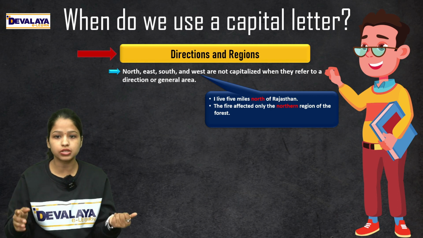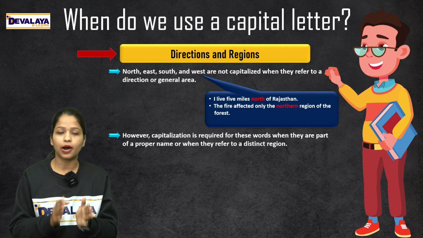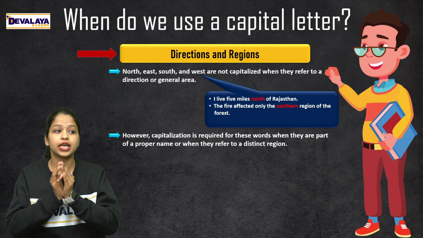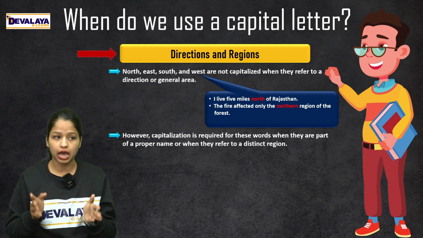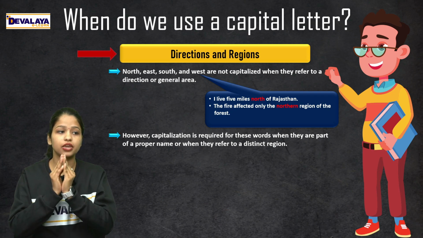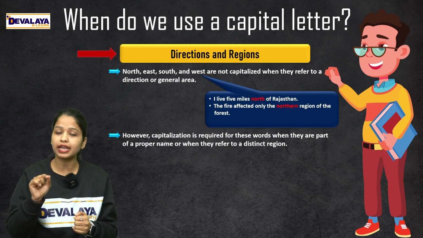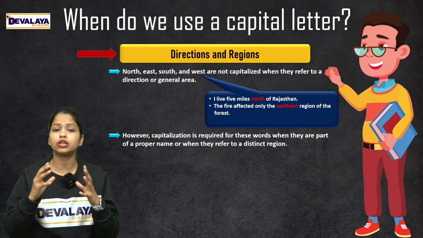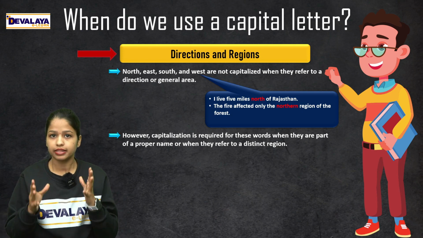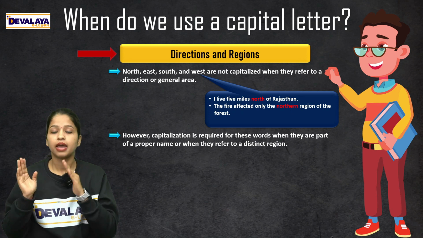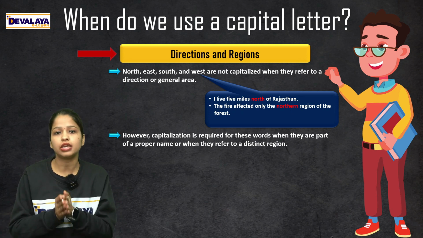But where to use it? Let's understand this as well. However, capitalization is required for these words when they are part of a proper noun or when they refer to a distinct region. That means if you are using that as a proper noun, a proper name, or you are using it as a distinct region, that means after this north, if you are using a proper state's name, at that time it must be capitalized.